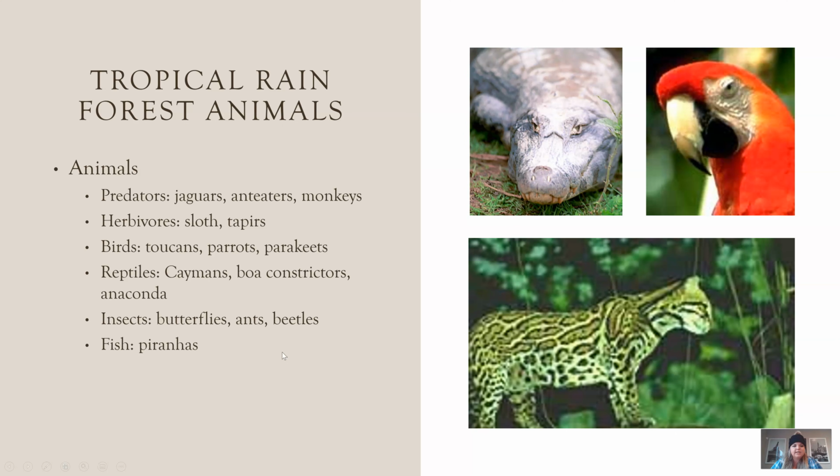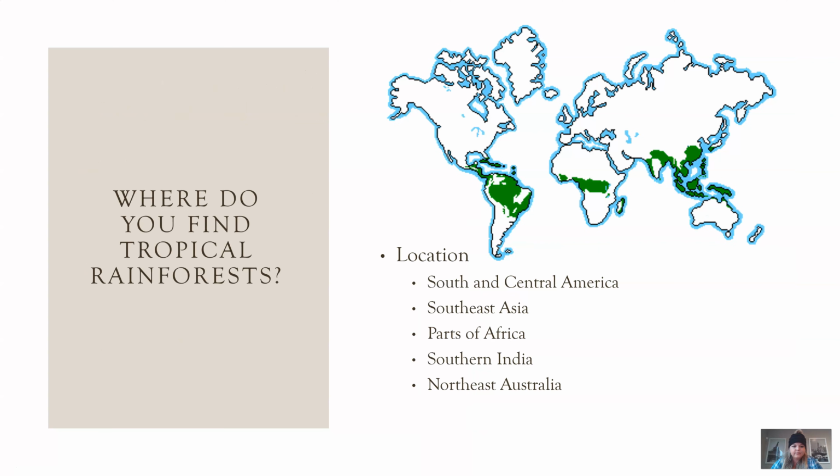So what's interesting in a tropical rainforest is because everything is so wet, so many things can thrive there. So you see a very large, diverse kind of crowd in a tropical rainforest as far as animals are concerned, and plants. All right, where would you find tropical rainforests?